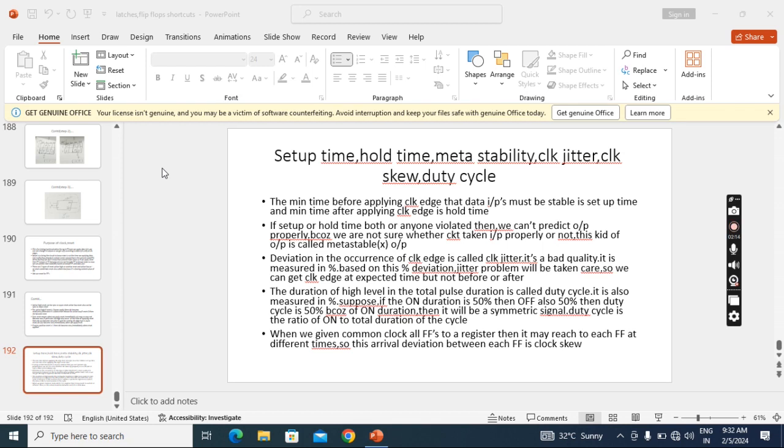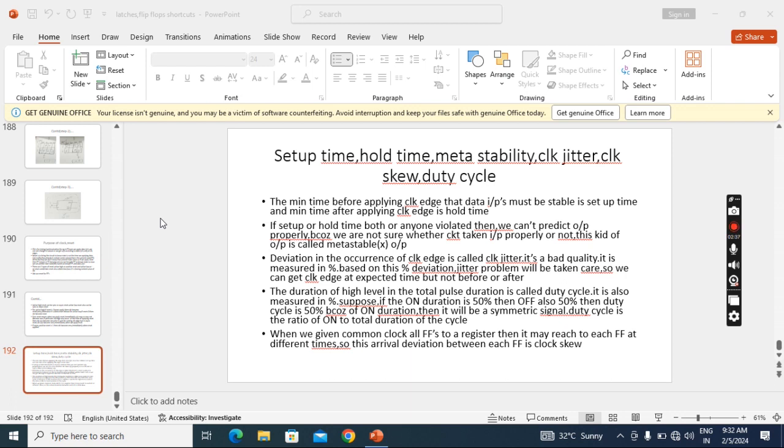Then coming to clock skew. Suppose there is a register that contains different flip-flops. We are giving a common clock to all the flip-flops of that register, and that common clock may reach each flip-flop of the register at different times. That deviation is called clock skew.